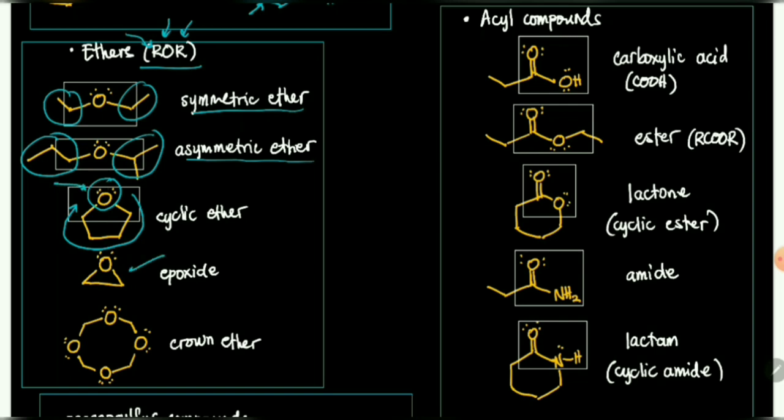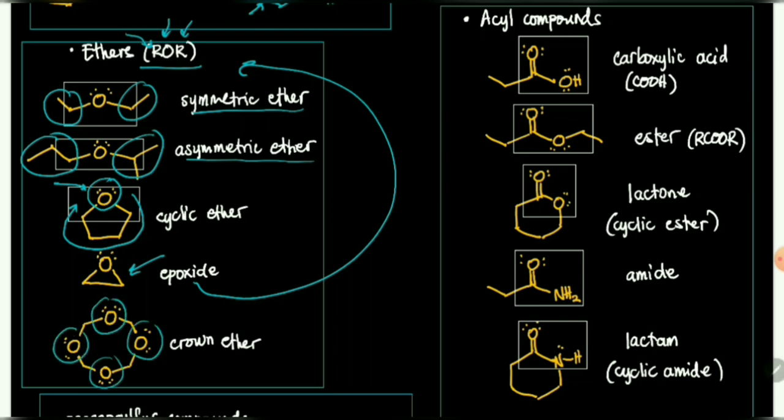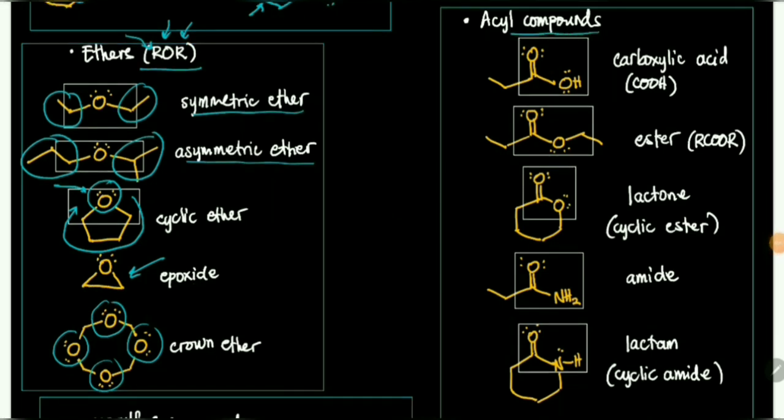So ether siya, pero cyclic. Okay? Epoxide is the smallest possible cyclic ether. Pero minsan kino-consider siya as a separate functional group kasi mas reactive ang epoxide kaysa sa ether. So you can consider an epoxide as a separate functional group. Okay? So brown ethers, makikita nyo maraming oxygen-carbon bonds, okay? And nagpo-form sila ng ring. Okay? So now let's proceed to acyl compounds.